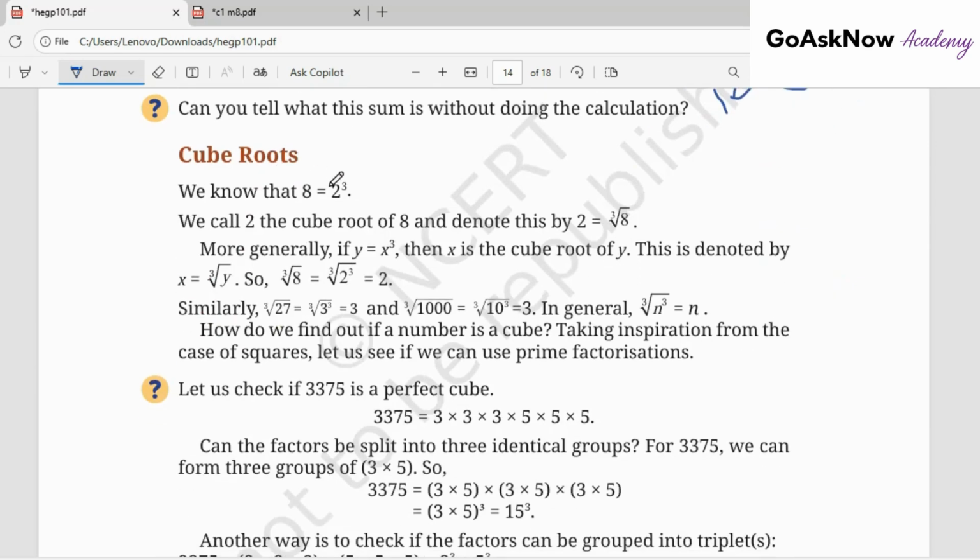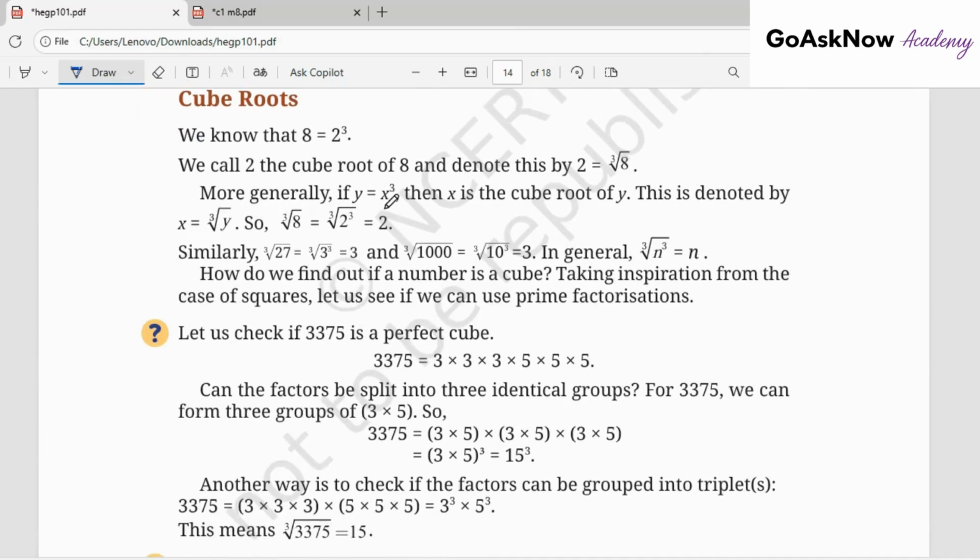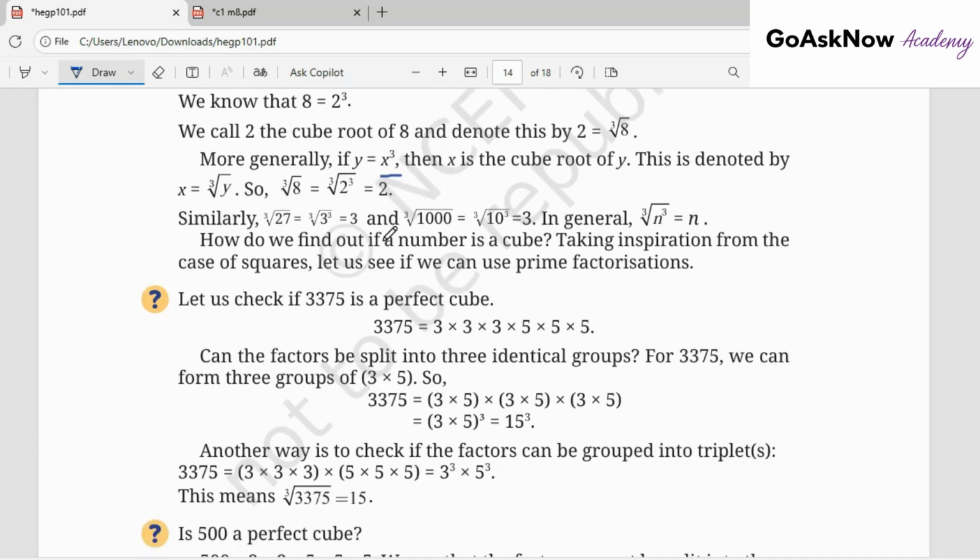Next, cube roots. We know that 8 is equal to 2 cube. We call 2 the cube root of 8 and denote this by 2 is equal to cube root of 8. More generally, if y is equal to x power 3, then x is the cube root of y. This is denoted by x equals the cube root of y. So, cube root of 8 is equal to cube root of 2 power 3, which is equal to 2.